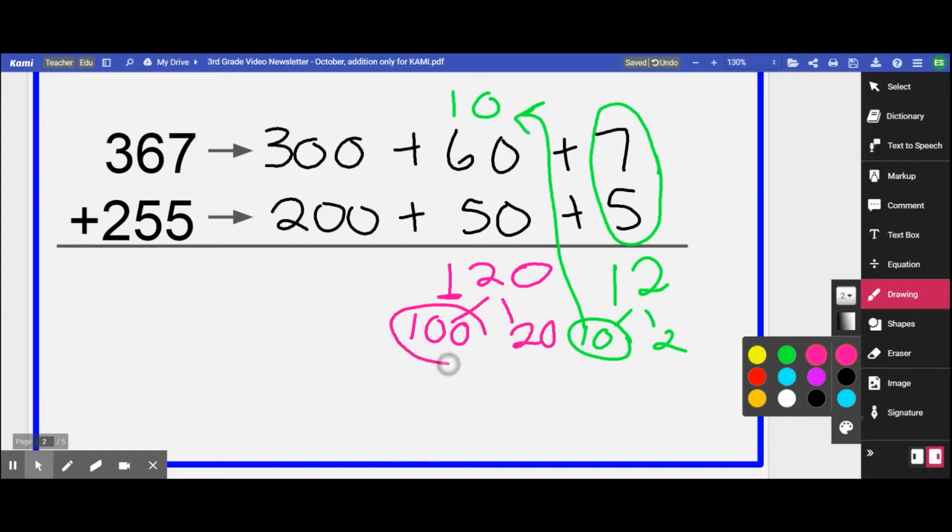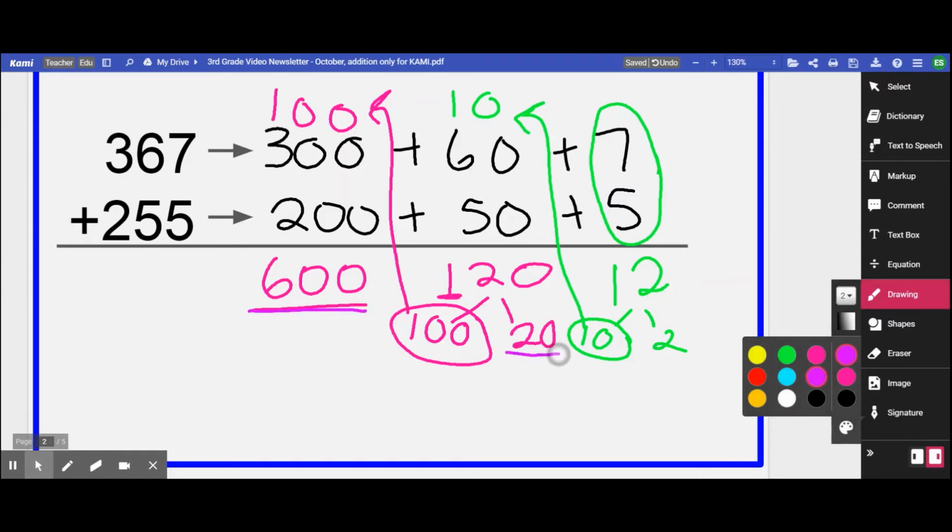They know that this group of 100 does not belong in the tens column and need to regroup it to the hundreds column. And again, I look at this as 100 plus 300s plus 200s, and I know that that's 600s or 600.